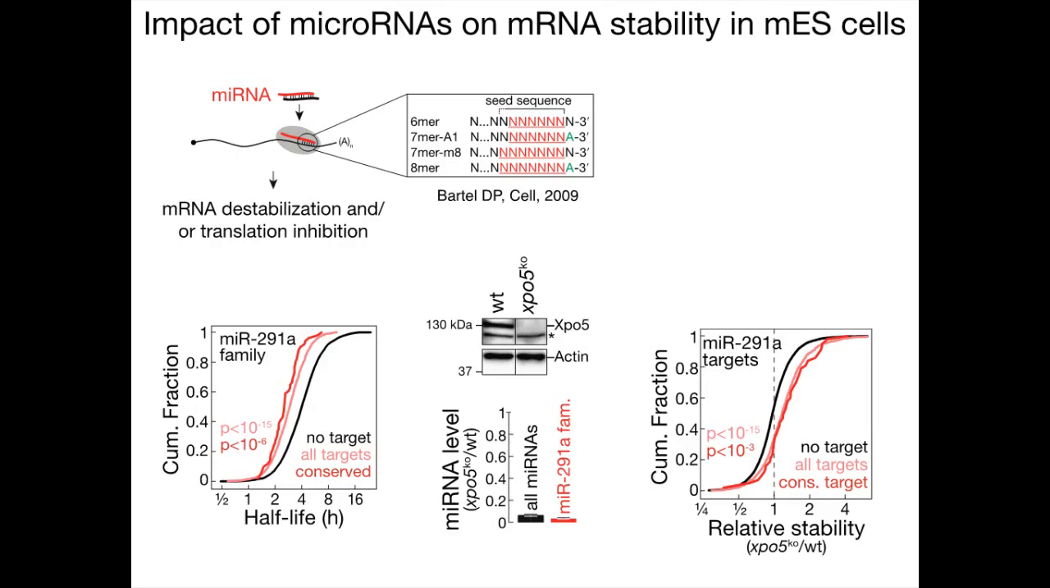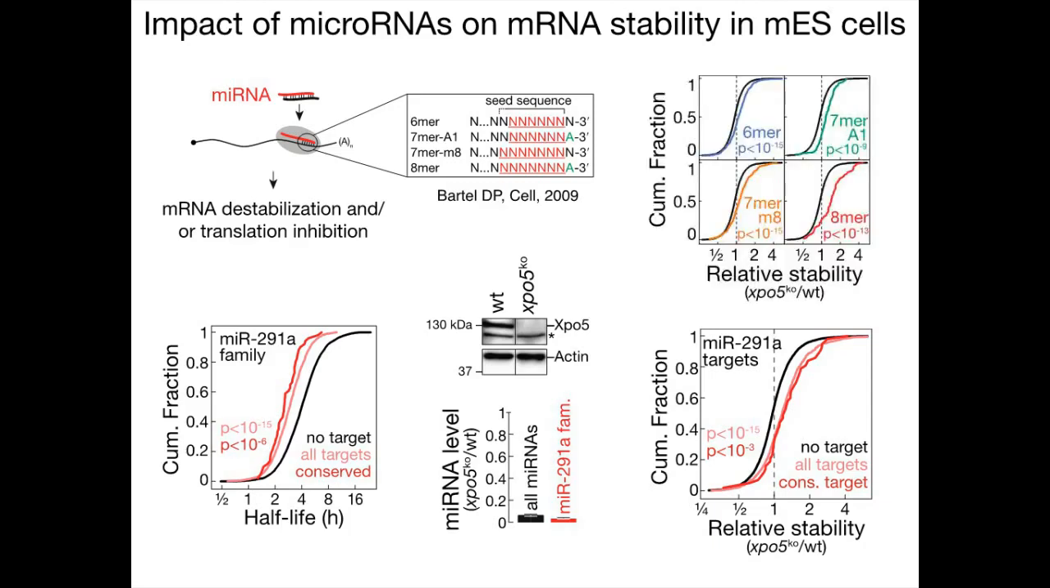To get further insights into this, we inspected the efficacy of 4 different site types: 6-mer sites, 7-mer with an A across position 1, 7-mer with a match at position 8, and 8-mer sites, and investigated the effect on mRNA destabilization.